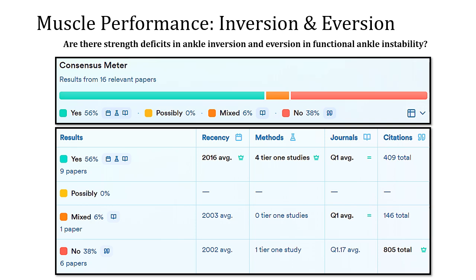Their methods are higher order, 4 of the 9 having tier 1 studies, and all the studies being published in the upper quartile of journals within this subject matter. And so the one mixed paper as well as the 6 papers that said that there was no deficit are a little bit dated, not as high quality, and occur in lower level journals.